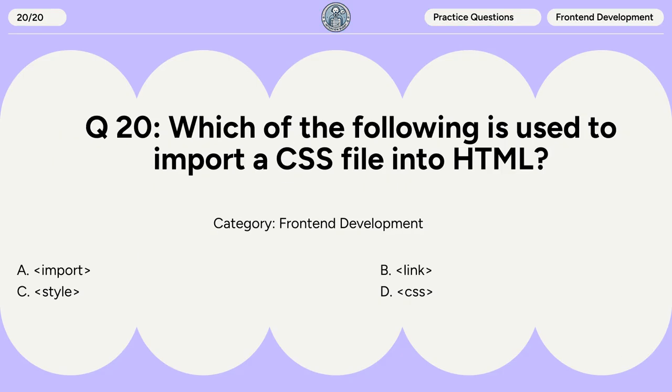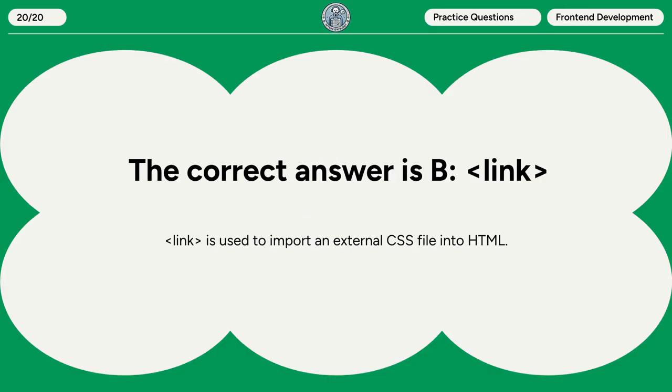Question 20. Which of the following is used to import a CSS file into HTML? The correct answer is B. Link. Link is used to import an external CSS file into HTML.